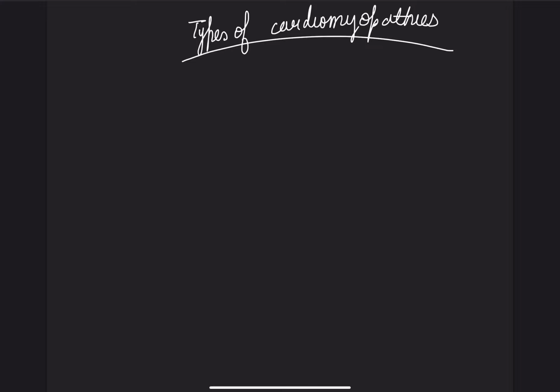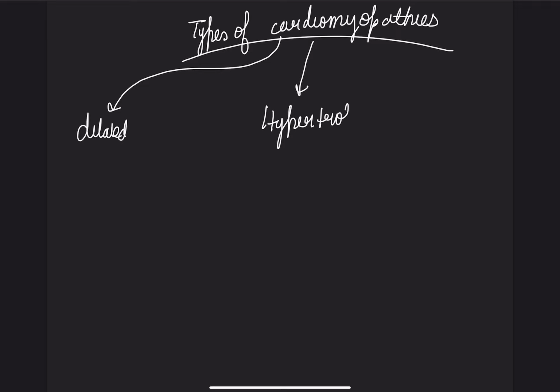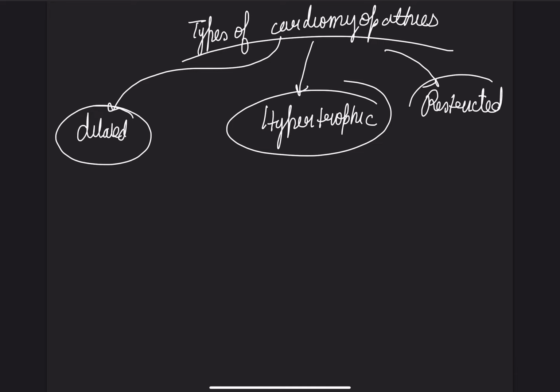So the types of cardiomyopathies. Cardiomyopathies are broadly divided. There are many other types of myopathies as well, other than the three types that I'll talk about right now. So cardiomyopathy is broadly divided into dilated cardiomyopathy, hypertrophic cardiomyopathy, and restrictive cardiomyopathy. So what are the three? Dilated, hypertrophic, and restrictive cardiomyopathies. First we'll talk about dilated cardiomyopathy.